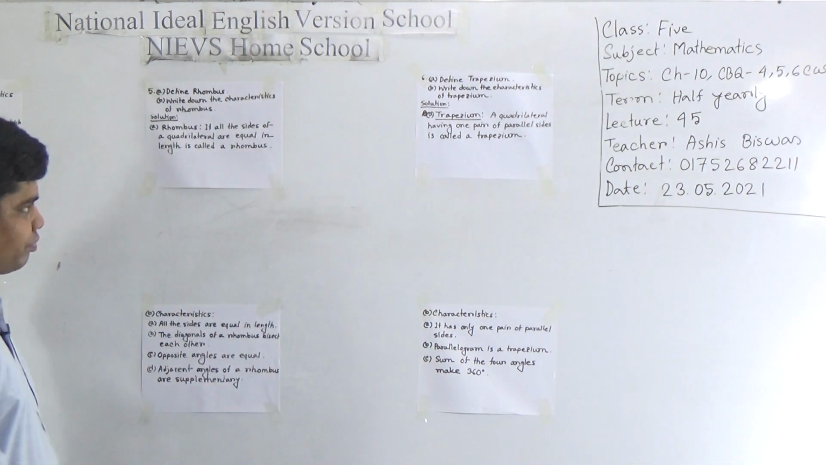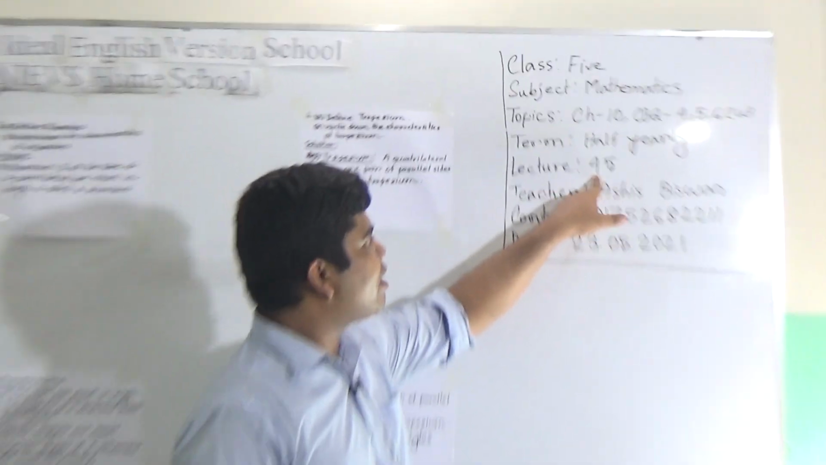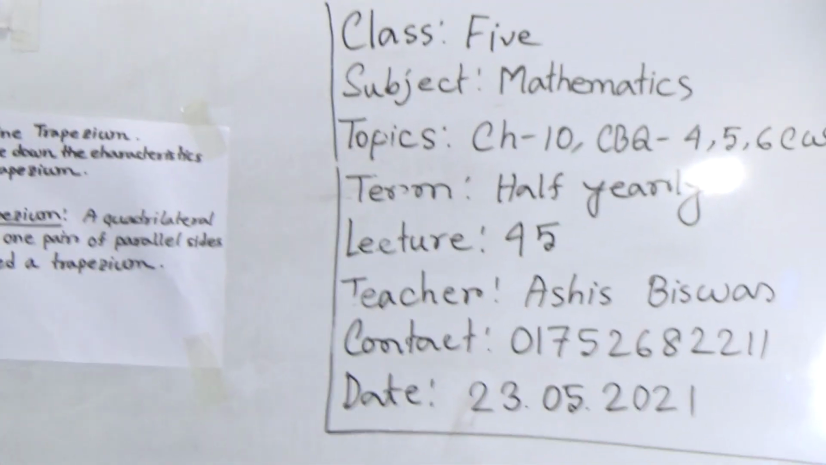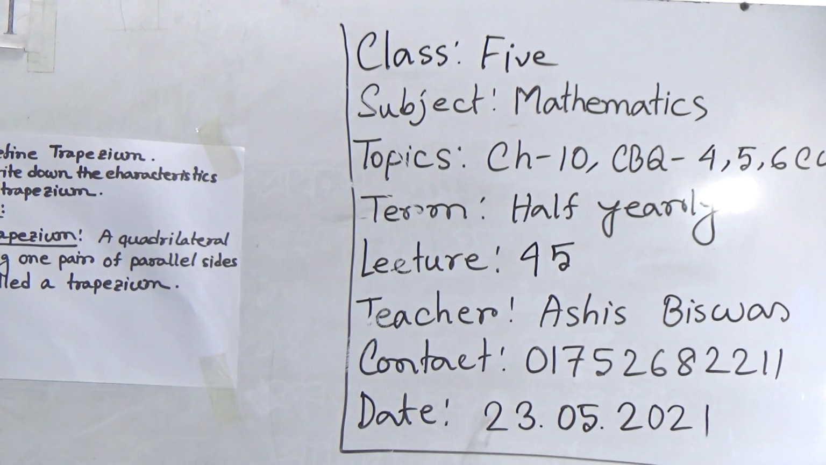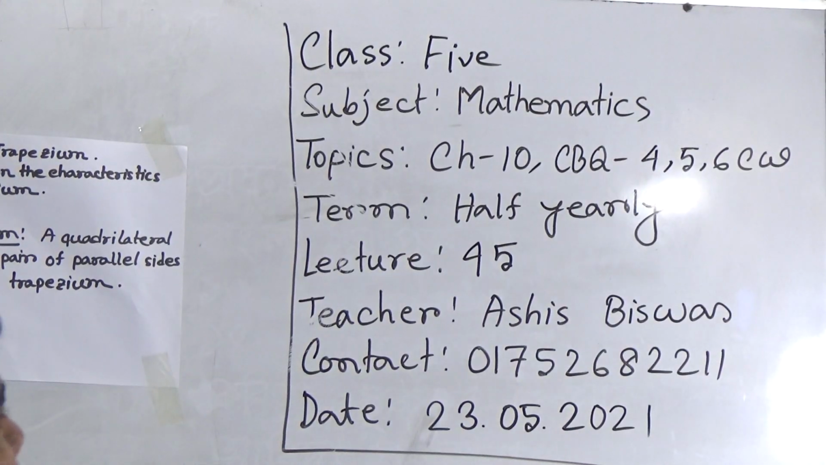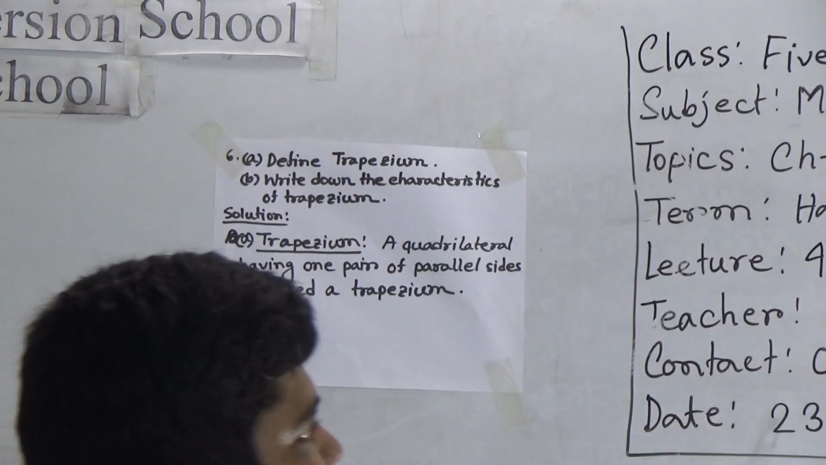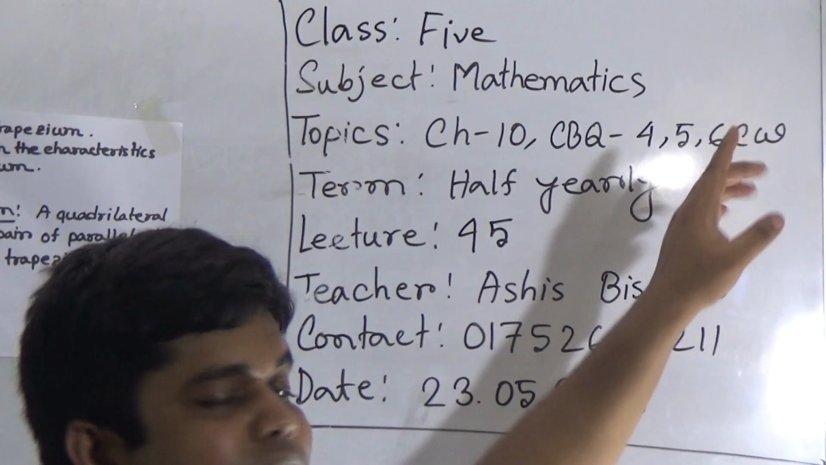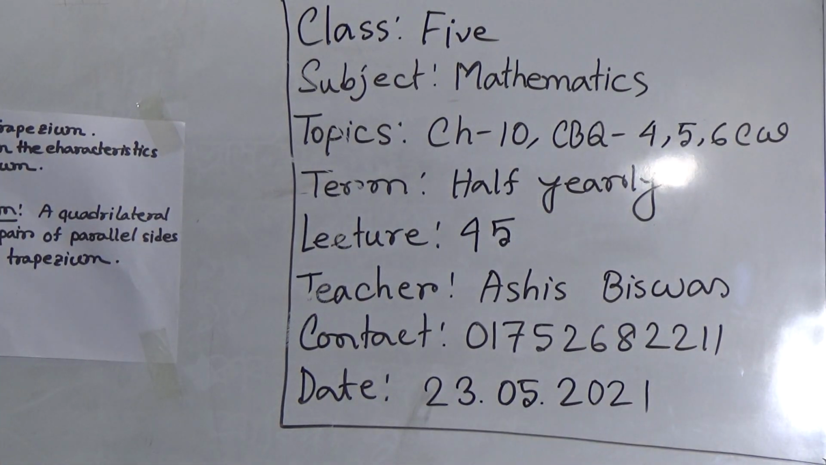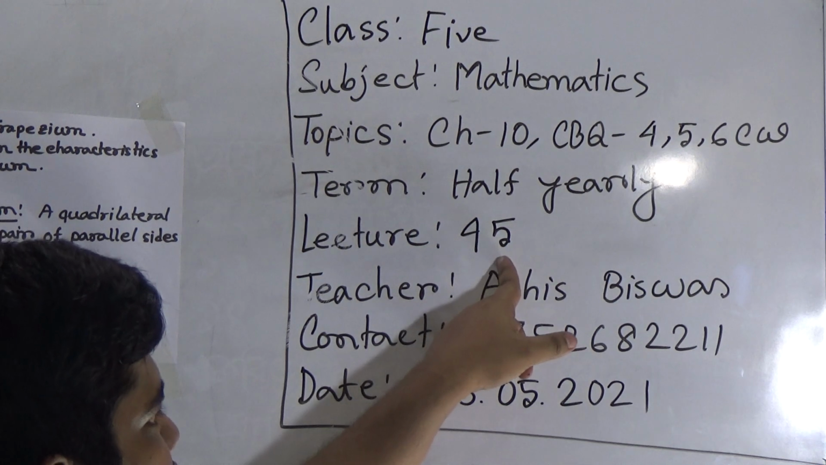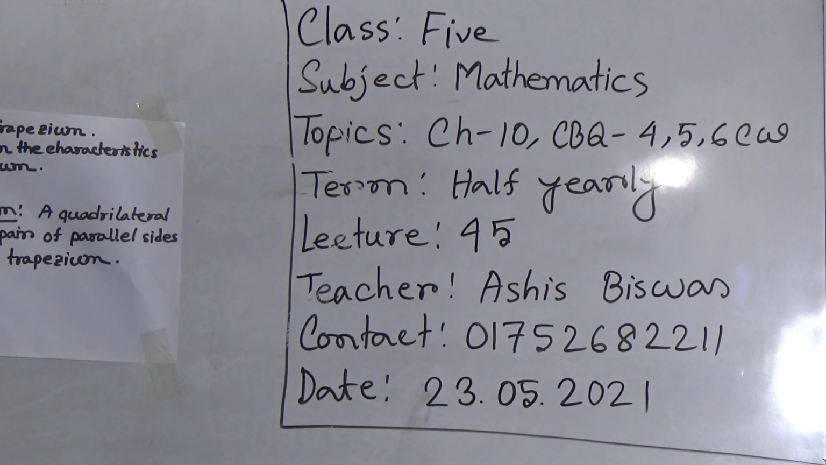Dear students, today is our lecture number 45 of half yearly, and there is good news for you: there is no SW today. Today's topic is chapter 10. From chapter 10 we shall solve 3 CBQ problems, which are 4, 5 and 6, as your CW. I repeat, there is no SW today, but you must learn this very carefully, because from lectures 44 and 45, 12 marks will come in your half yearly exam. So learn this very carefully.